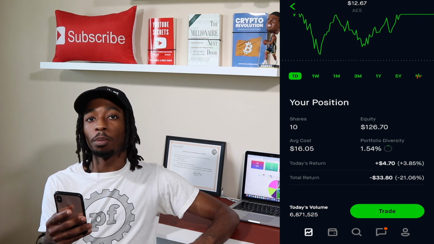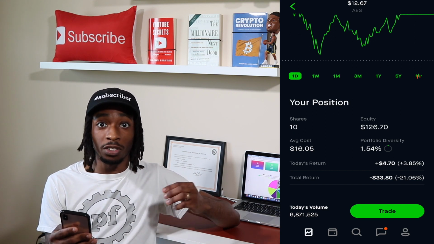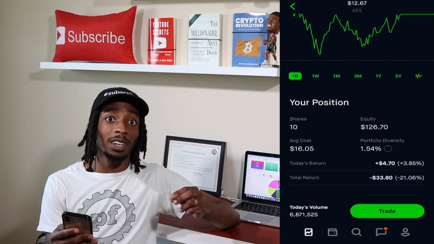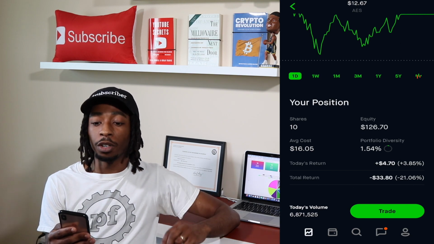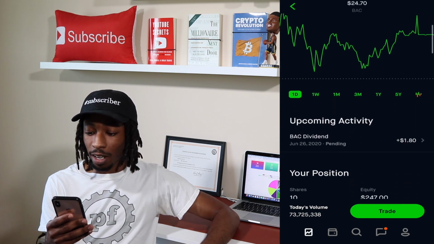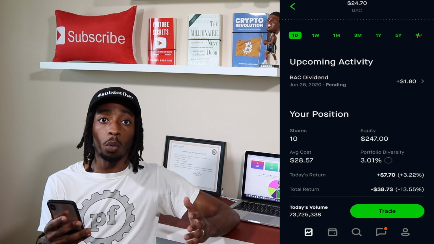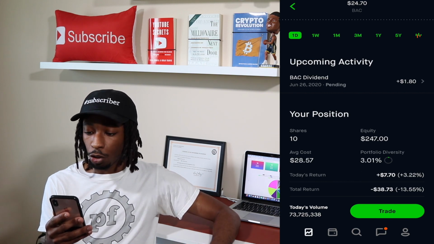Now, the AES Corporation, this is a gas and utility company, and I'm thinking about selling out of this position as long as I can break even here in the future. So as we move on over to the Bank of America position here, this is the second largest bank in the United States. You can also see I have that pending dividend for $1.80 on June 26th.